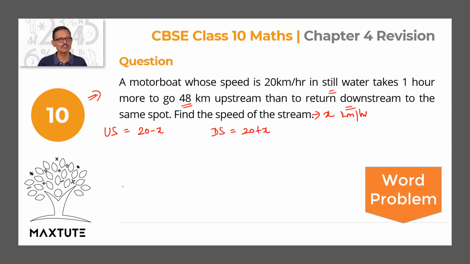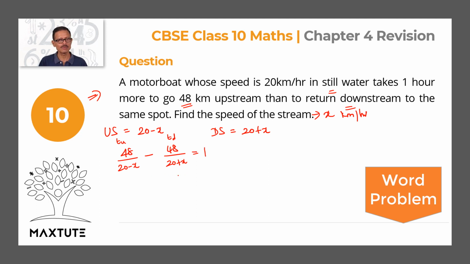So how long will it take to travel 48 kilometers upstream? Distance by speed, which is 48 by 20 minus x. How long will it take to travel downstream? That's going to be the same distance. The speed is right now 20 plus x. Downstream speed is more, so time taken is going to be lesser. How much lesser? It takes 1 hour lesser. So the difference between the time taken to travel upstream and downstream is equal to 1 hour. This is time for upstream, this is time for downstream. This difference is equal to 1 hour.